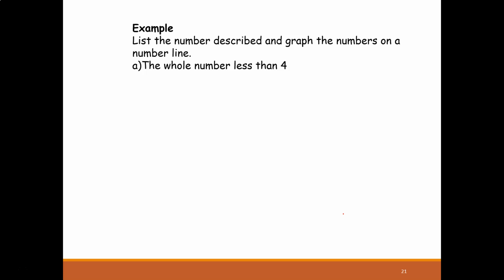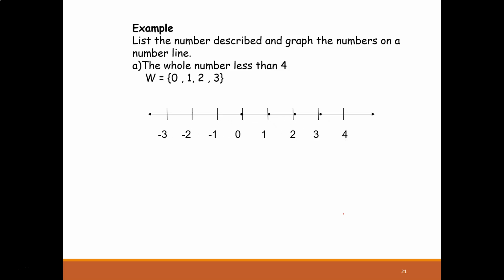Okay, let's see the example. List the numbers, describe and graph the numbers on the number line. The whole numbers less than 4. Okay, whole numbers less than 4 mean 0, 1, 2, and 3. Okay, so you can draw from this one until this.